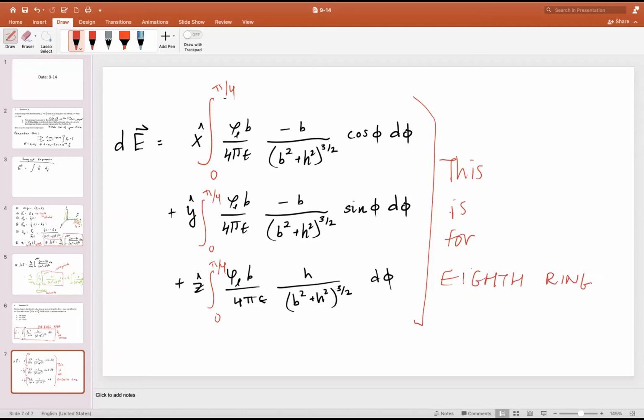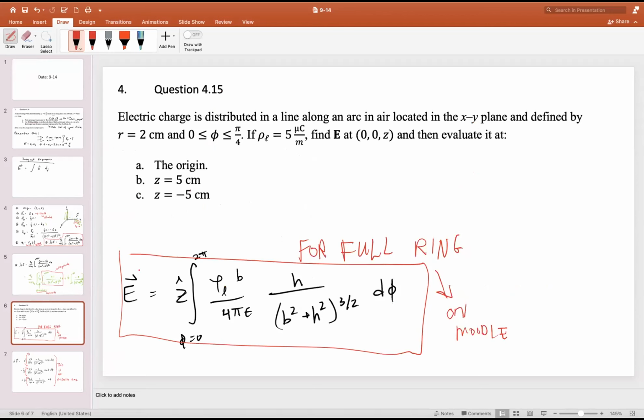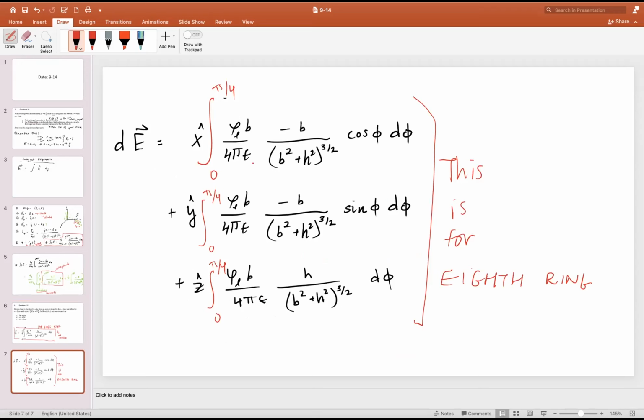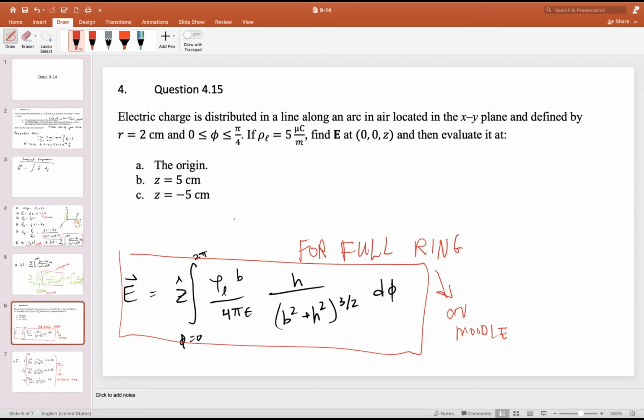So to solve this integral, you will probably need to use some kind of software to complete that full integration, because it's going to be a little bit tricky to solve. All right, so when you go to this problem, you can look through the notes that I gave to show you how to do a full ring, and just know that the main difference is going to be for an eighth ring, you will just need slightly different integration limits, and you will need to evaluate at different heights.